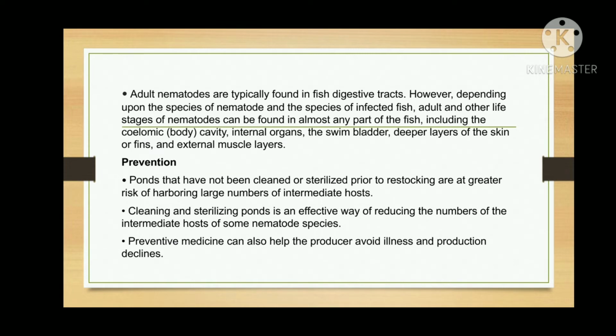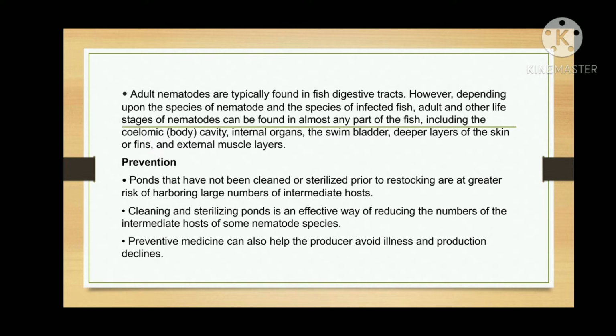Adult nematodes are typically found in fish digestive tracts. However, depending upon the species of nematode and the species of infected fish, adult and other life stages of nematodes can be found in almost any part of the fish, including the coelomic or body cavity, internal organs, the swim bladder, deeper layers of the skin or fins, and external muscle layers.